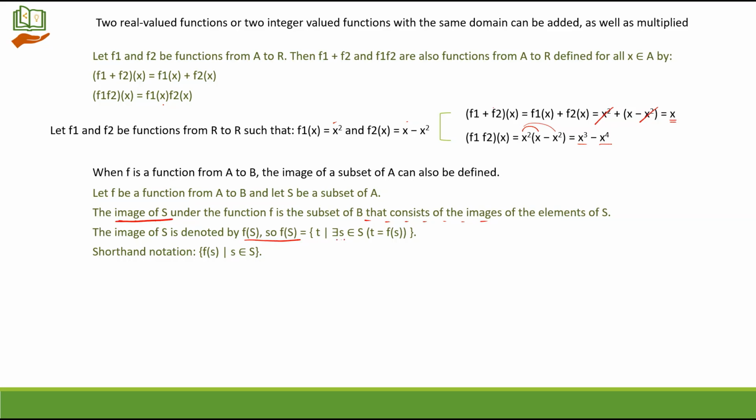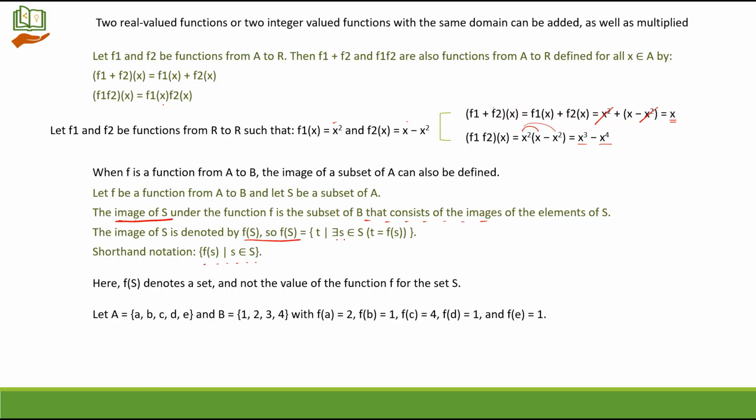The shorthand notation can be mentioned in this way. Here f of S denotes a set and not the value of the function f for the set S. So whatever elements are included in the image will be included in f of S set. Let A is equal to a, b, c, d, e. So let's take it in this way: a, b, c, d, e. This is set capital A. Let B is equal to 1, 2, 3, 4. So we will have 1, 2, 3, 4.